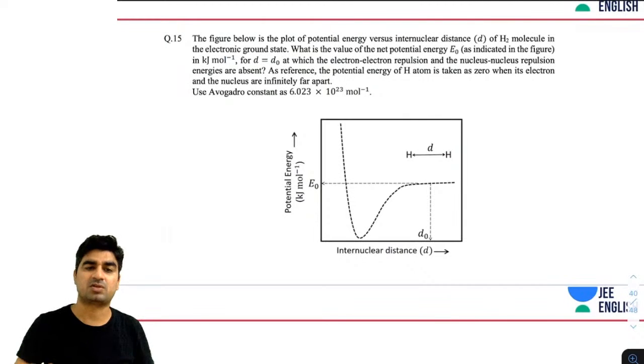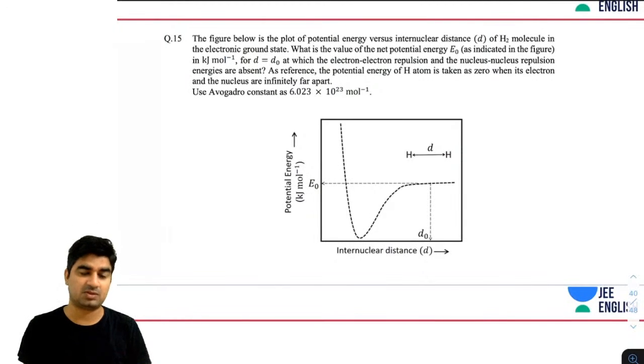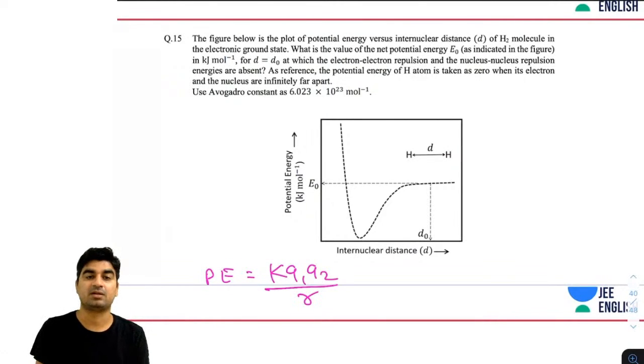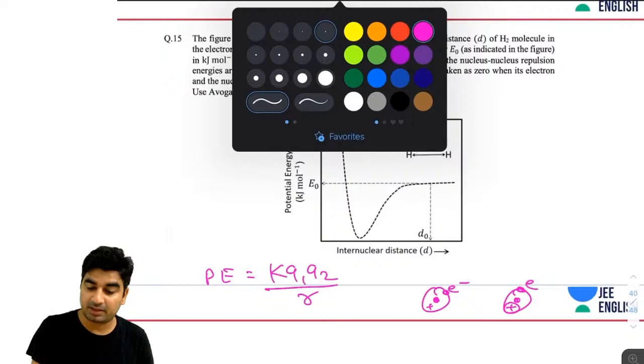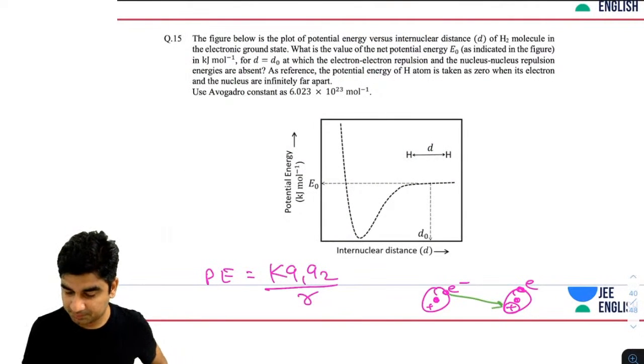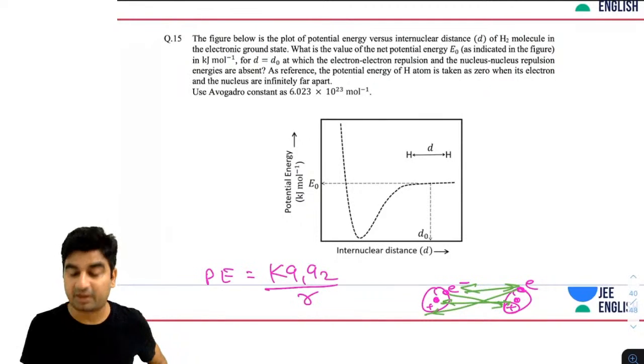But this problem was also easy. If you read it carefully, guys, you can do it. Like, what is the formula for potential energy? It will be Q1 Q2 by R. Are you getting it? So guys, when we have two hydrogen atoms, each will have one electron. This is positively charged, so there will be attraction, this electron towards it, and this electron will attract it towards it. These will repel, positive positive and negative negative will repel.